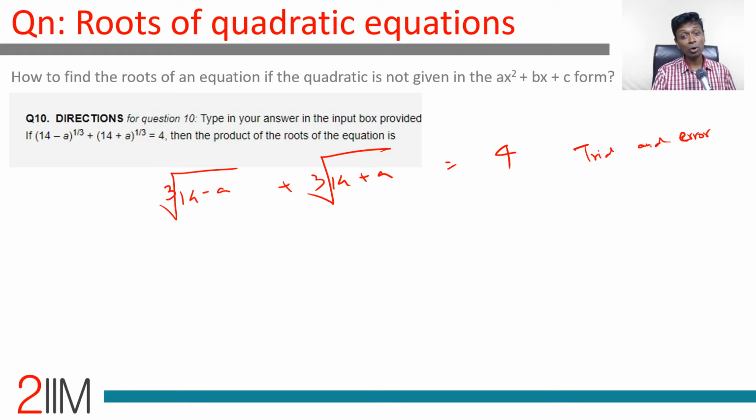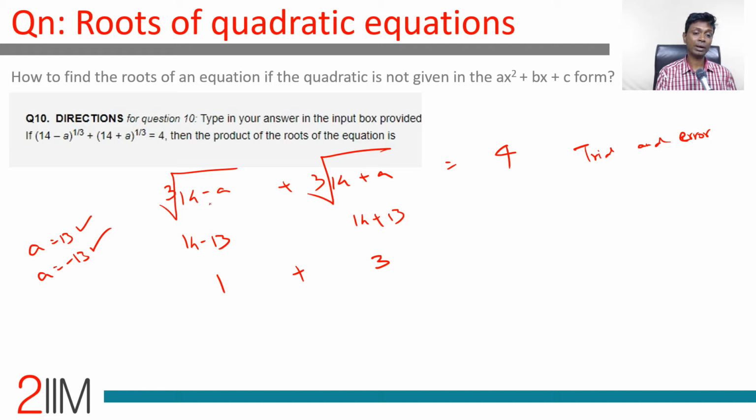If I were worried about multiple answers, then I will stay far away from this. And so the one answer that works is 14 minus 13, 14 plus 13. This is cube root of 27, 3, cube root of 1, 1, plus 3. So a equals 13 works. A equals minus 13 will also work. This becomes 14 minus 13, 14 plus minus 13. They work. And so that is one possibility which I know will solve our problem, will get us going.